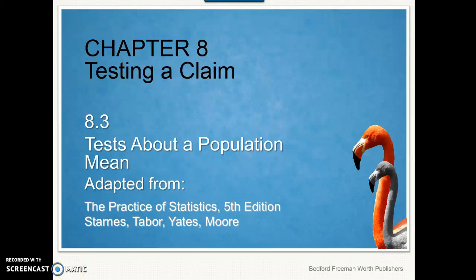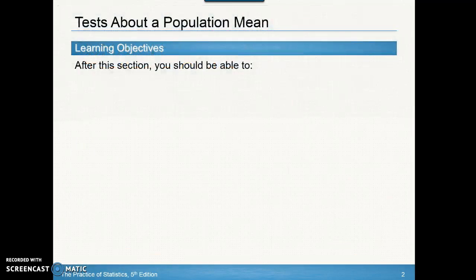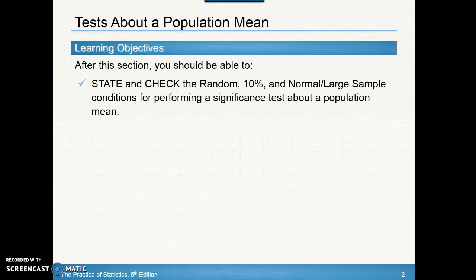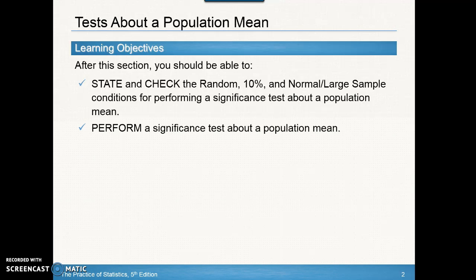Okay, so in the last section we talked about tests about a population proportion. In this section we're just going to expand our test of significance to population means. So after this section you'll be able to state and check the random condition, the 10% condition, and the normal/large sample conditions for performing a significance test about a population mean.